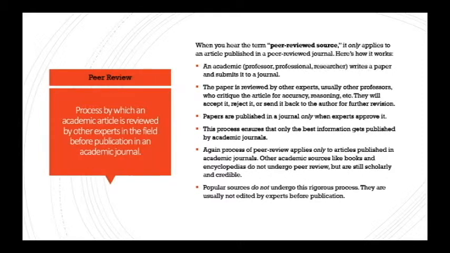It is a rigorous process. Sometimes it takes years for an article to get published in an academic journal, but the rigorous process ensures that only the best information ends up getting published. So the things that you will find in academic journals will have been thoroughly vetted for their accuracy.